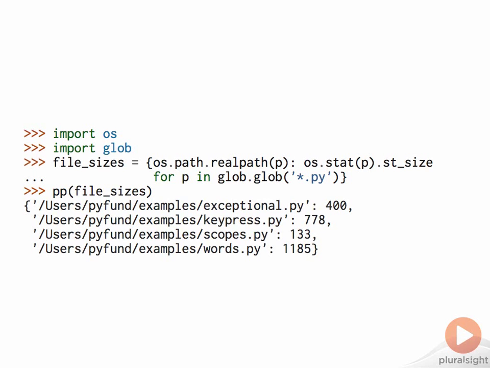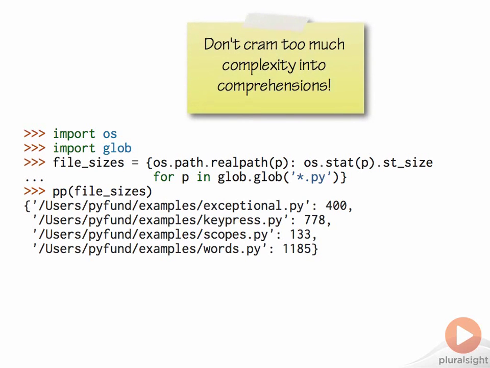Remember that there's no limit to the complexity of the expression you can use in any of the comprehensions, but for the sake of your fellow programmers you should avoid going overboard and extract complex expressions into separate functions to preserve readability. The following is close to the limit of being reasonable for a dictionary comprehension.